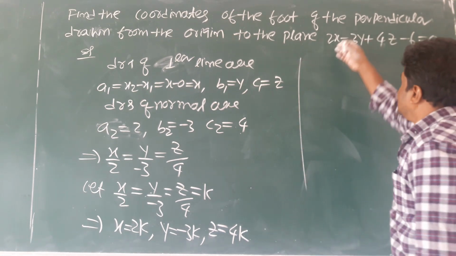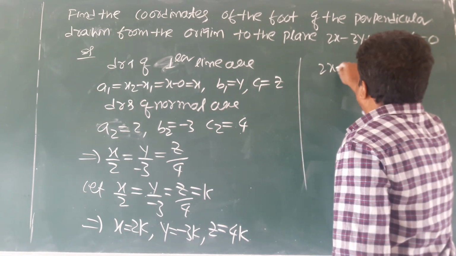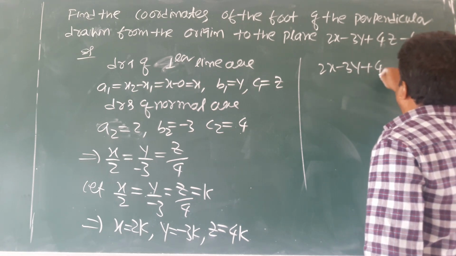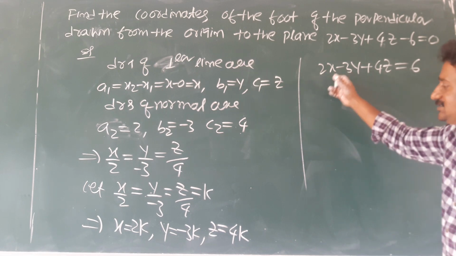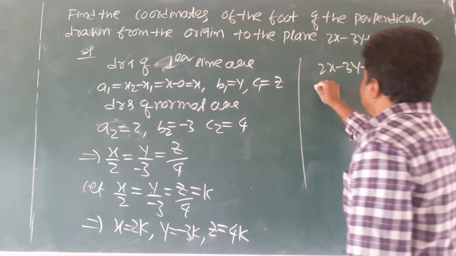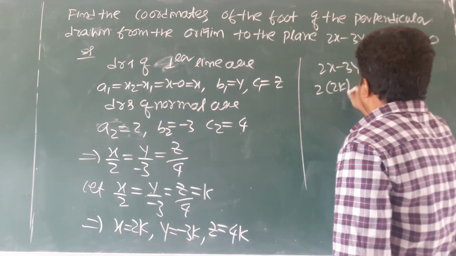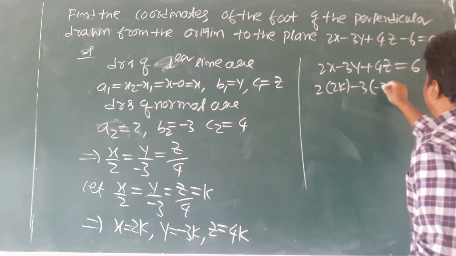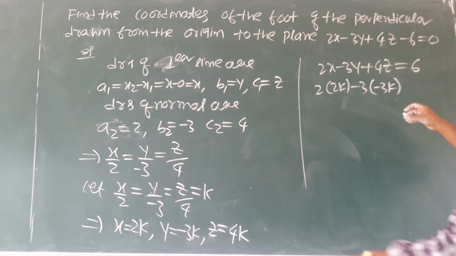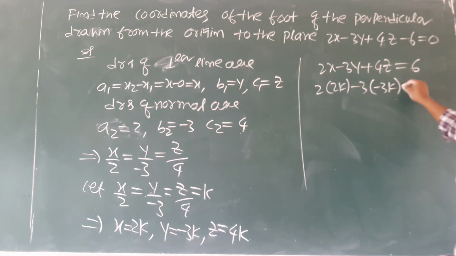K required. Substitute in the plane 2x minus 3y plus 4z equals 6. Substitute for x, y, z. What is x, students? 2k. So 2 into 2k minus 3 into, what is y? Minus 3k. Minus 3k, and z plus 4 into z, which is 4k, is equal to 6.